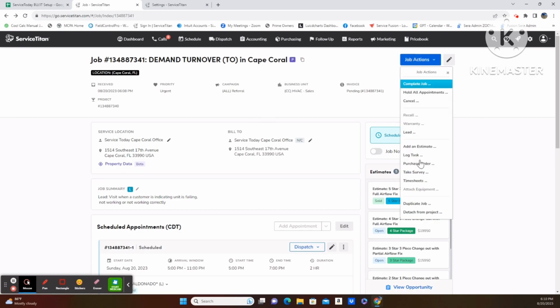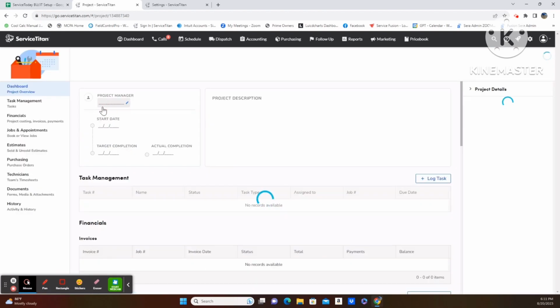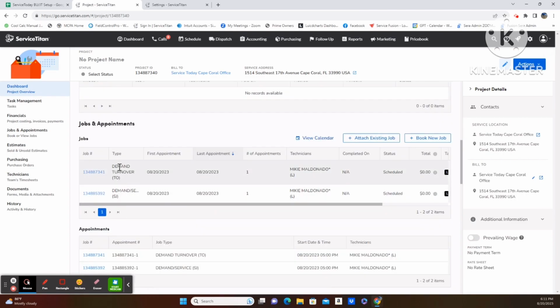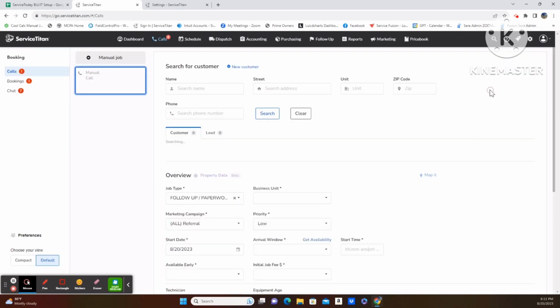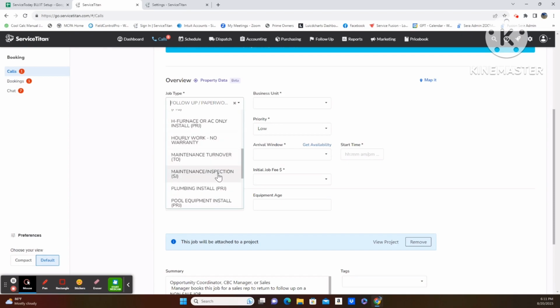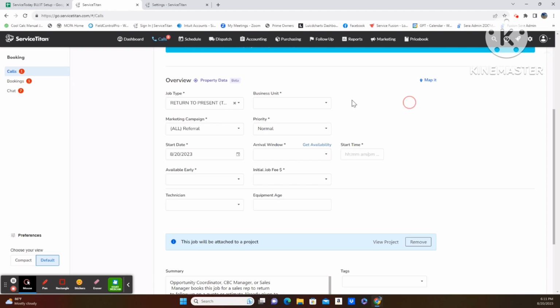So instead of booking as a lead like most people have been doing, you always click on your project number. You can see all of your jobs here on the same project. And instead of booking as a lead, you're going to click up here and click book new job. And this is where you would book your return to present job.